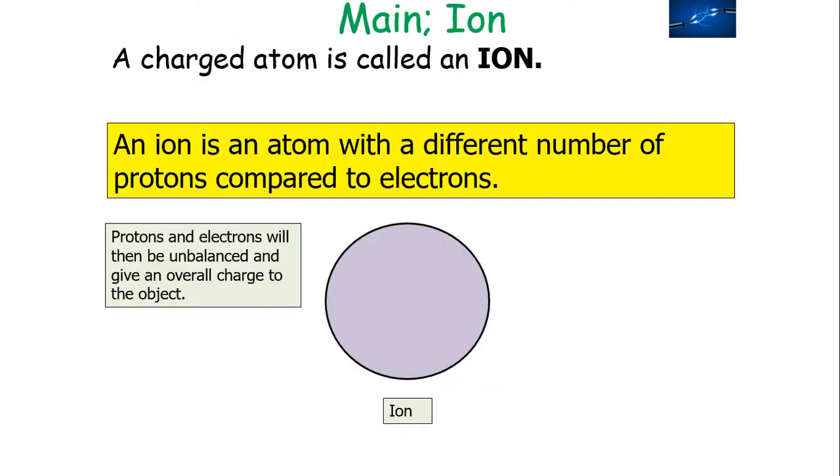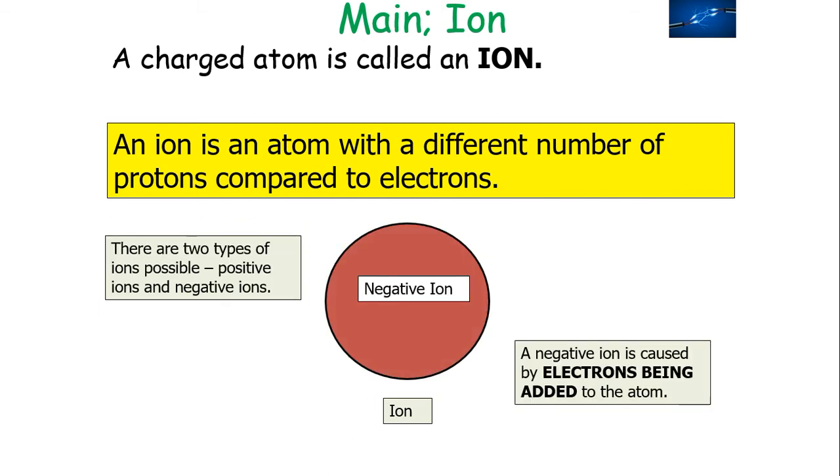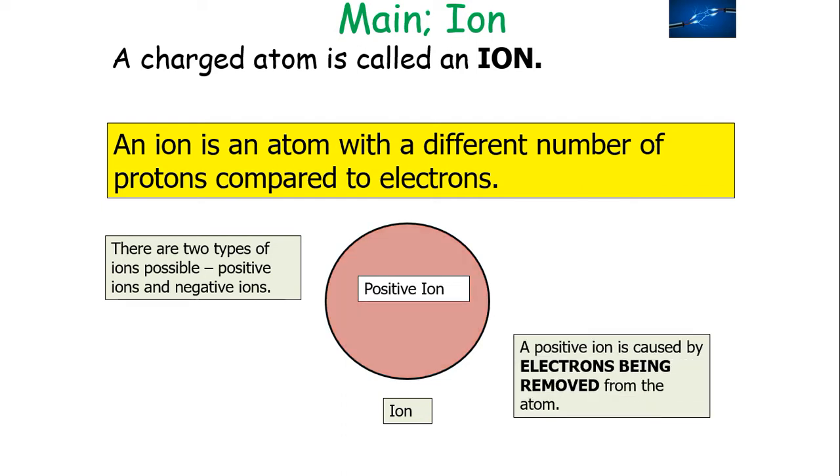An example of a charged atom is an ion. An ion is an atom with a different number of protons compared to electrons. Protons and electrons will then be unbalanced if they've got different numbers, and that gives an overall charge to the object. There are two possible types of ions: positive ions and negative ions. A negative ion is caused by electrons being added to the atom, so a negative ion has more electrons in its structure than it has protons, whilst a positive ion is caused by electrons being removed from an atom, so there are more protons than electrons in this particular structure.